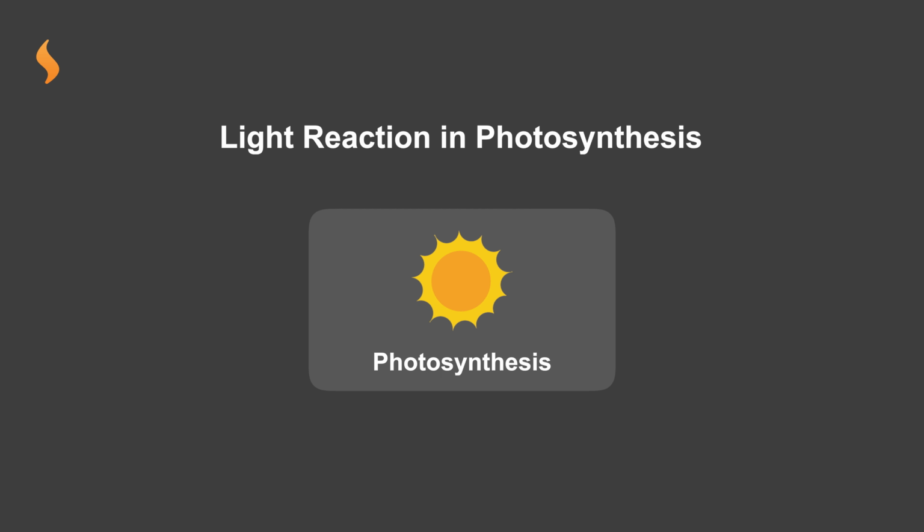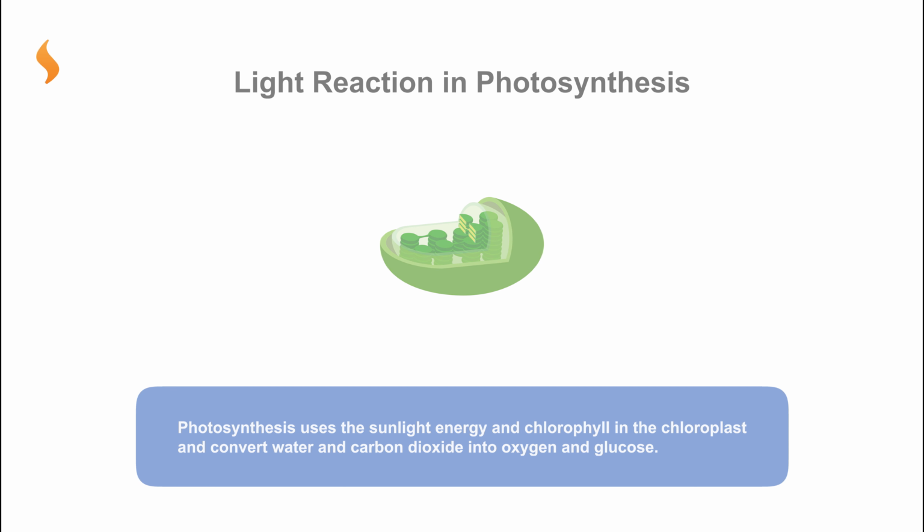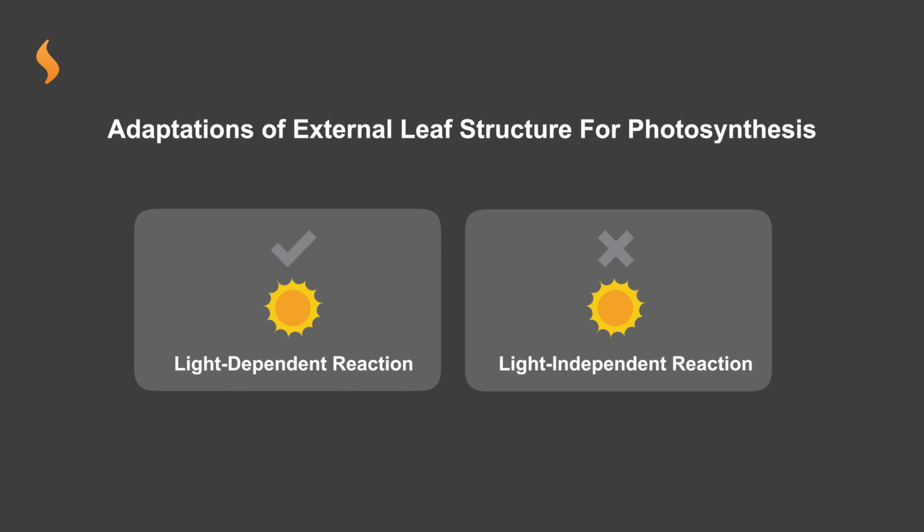Now, we will look into light reaction in photosynthesis. Photosynthesis occurs in the grana and stroma of the chloroplast. Photosynthesis uses the sunlight energy and chlorophyll in the chloroplast to convert water and carbon dioxide into oxygen and glucose. The process of photosynthesis can be divided into 2 main stages. There are light-dependent reaction and light-independent reaction.